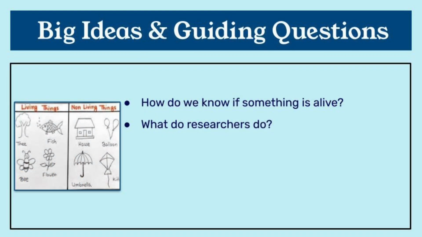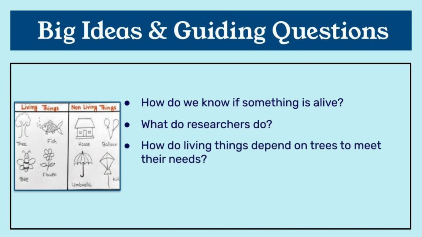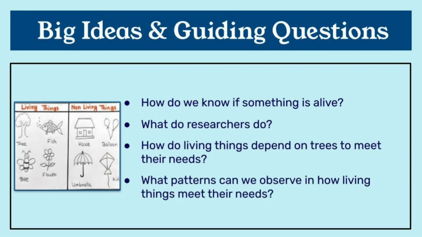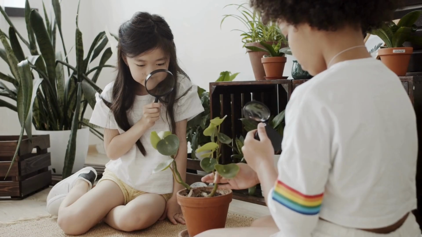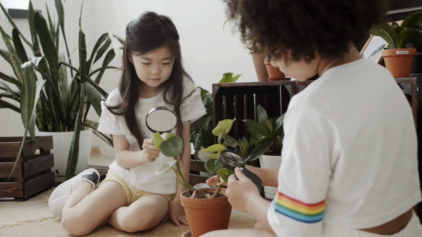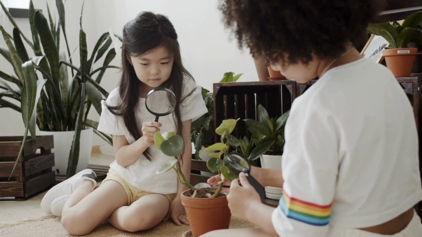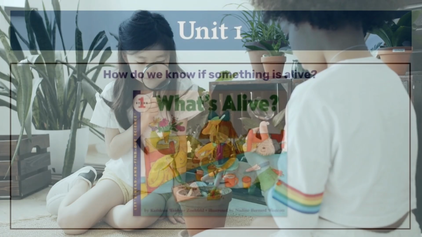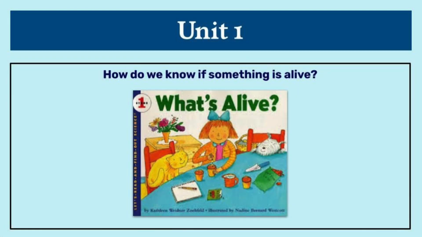Throughout this module, students focus on big ideas and guiding questions, like how do we know if something is alive? What do researchers do? How do living things depend on trees to meet their needs? And finally, what patterns can we observe in how living things meet their needs? Through the eyes of scientists and researchers, your child will discover the patterns that connect all living things and learn how trees play a big role in the survival of the creatures around them.